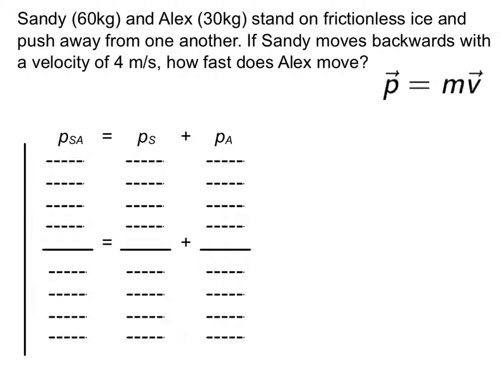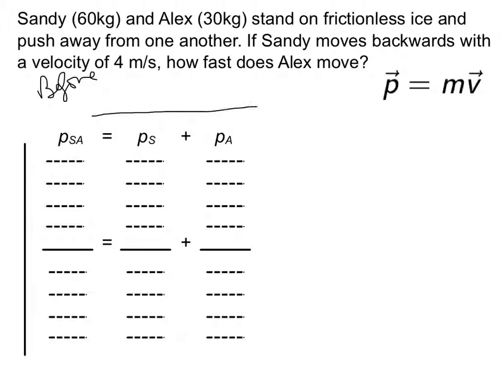The last momentum problem we're going to look at today is an explosion. Sandy, with a mass of 60 kilograms, and Alex, with a mass of 30 kilograms, stand on frictionless ice and push away from one another. If Sandy moves backwards with a velocity of 4 meters per second, how fast does Alex move? So we start with our pictures.